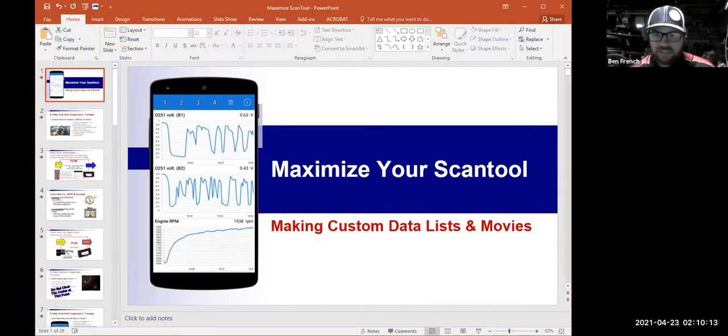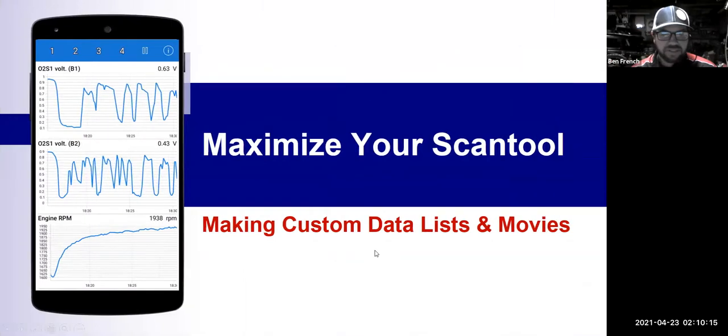Boom, there it is. And we'll center out this screen a little bit better. Okay, so we're gonna be maximizing our scan tool.